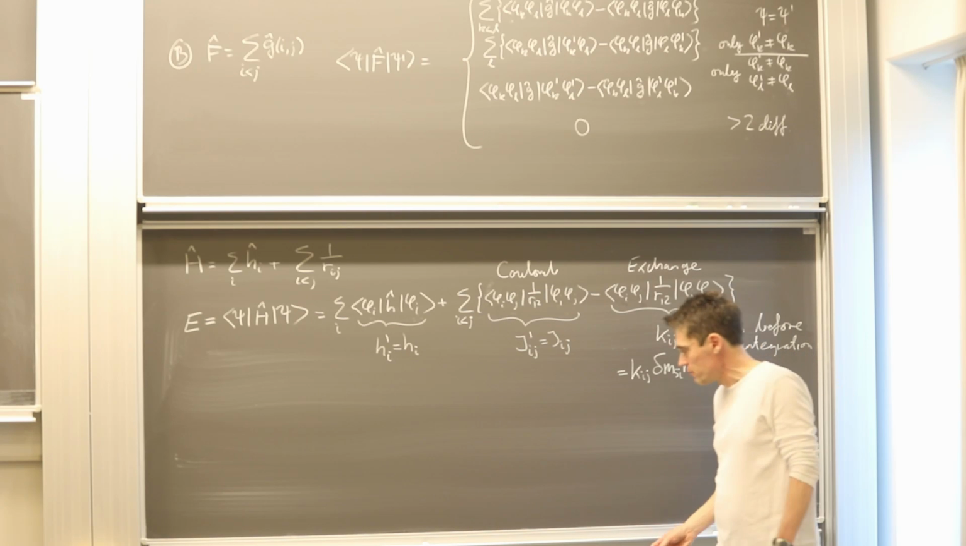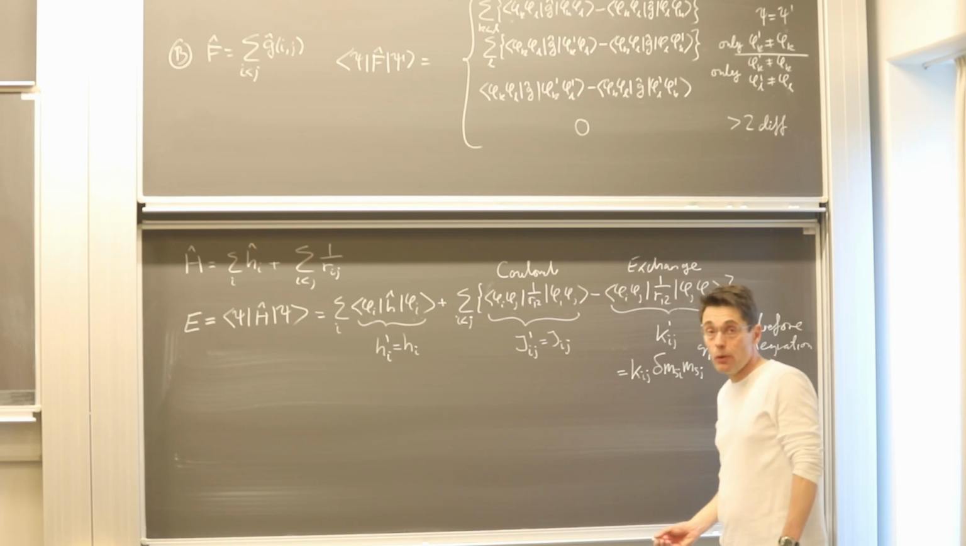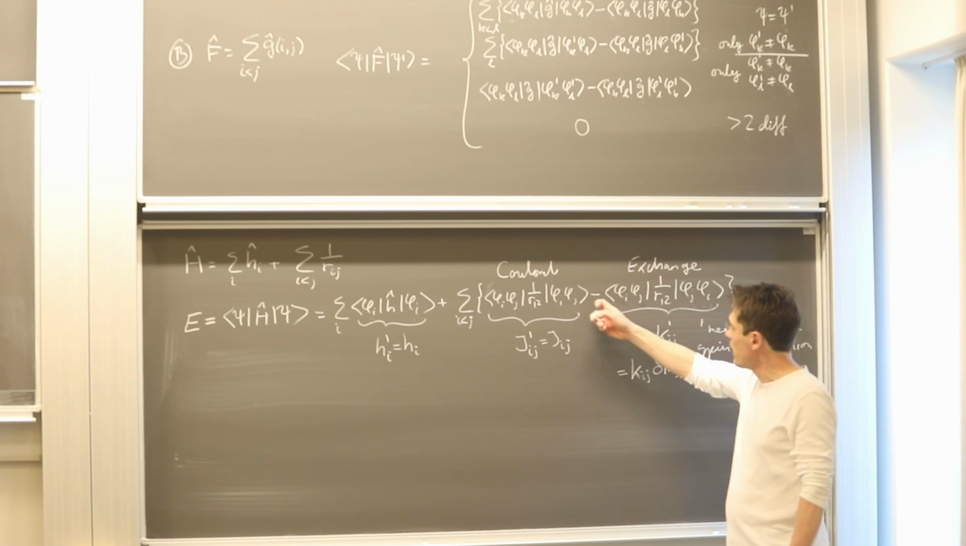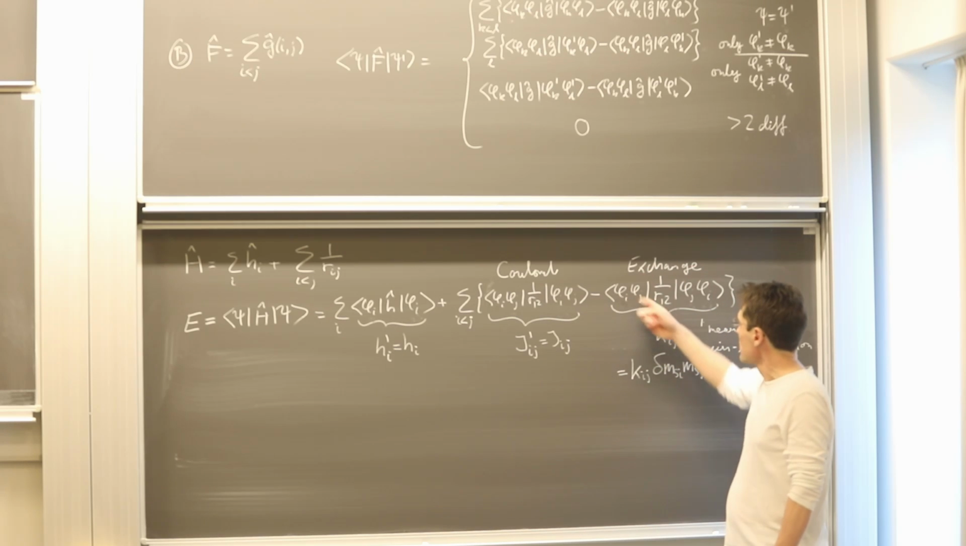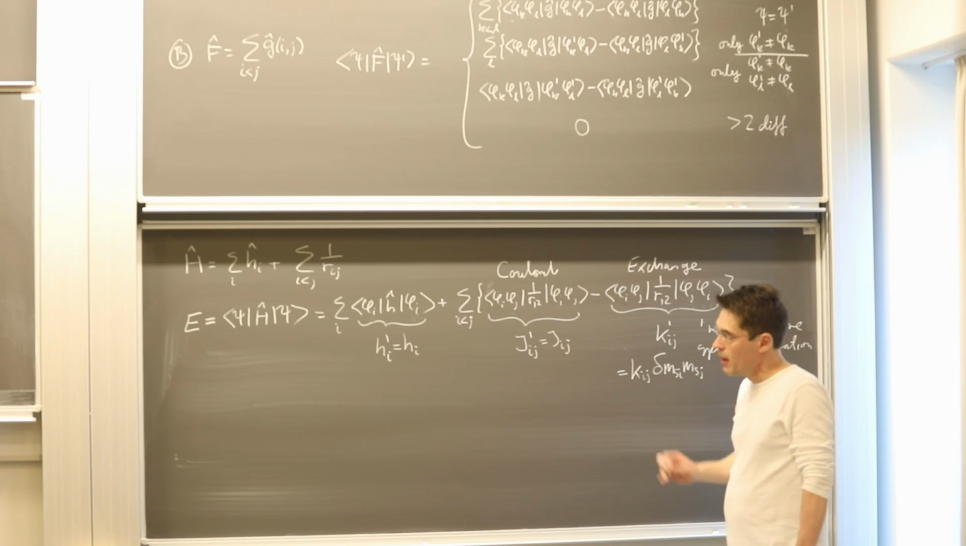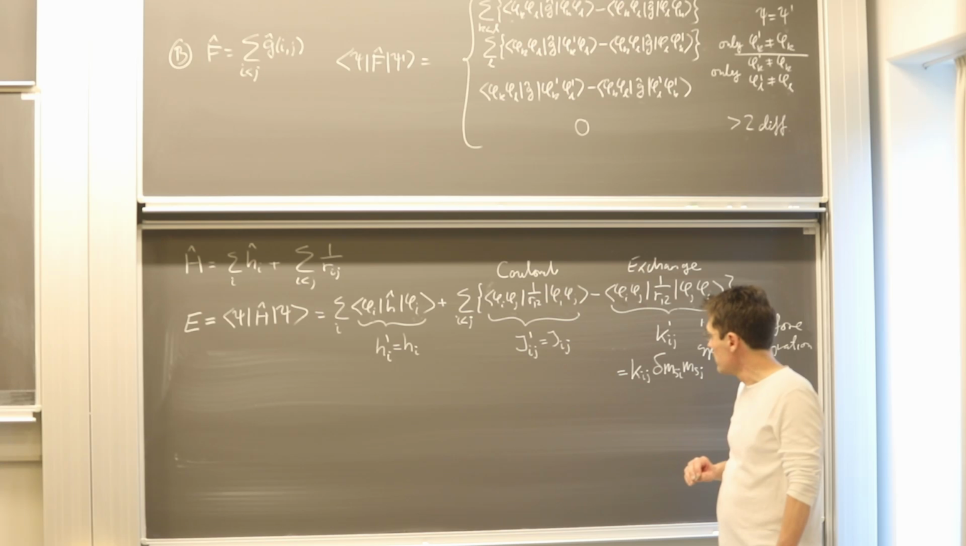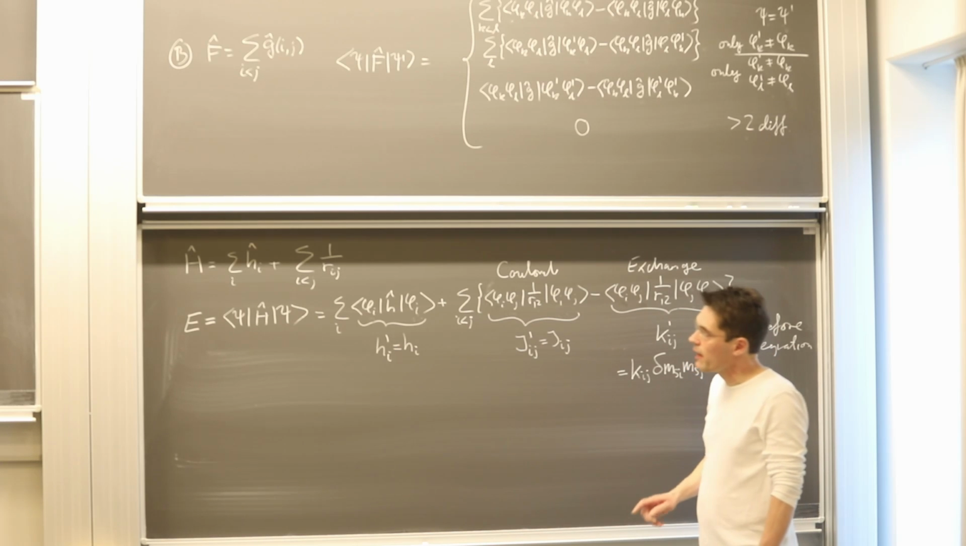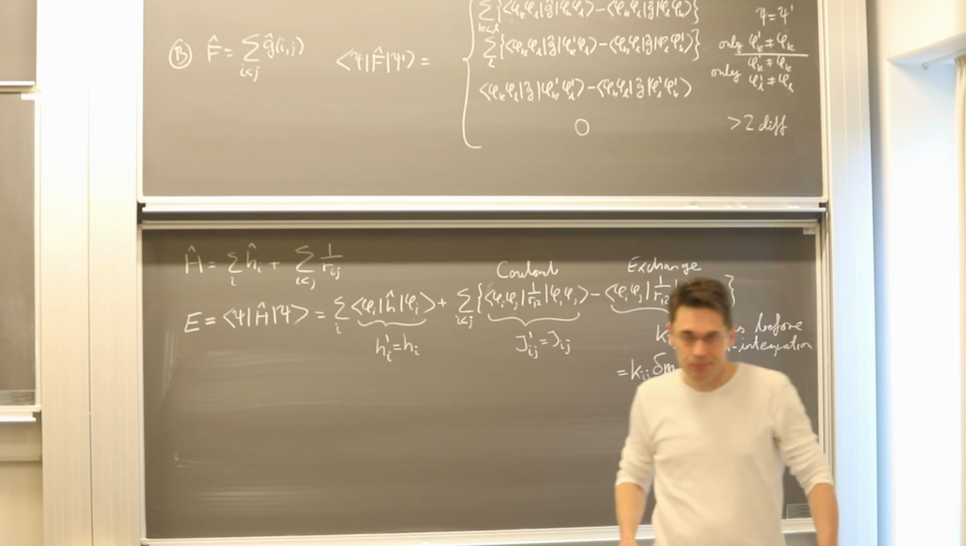This is in fact the reason why ferromagnets tend to align their spins. It's because they gain some energy due to this minus here coming from the exchange interaction. But now we will try and apply this to something much simpler, our beloved helium atom. So let me switch blackboards once again.